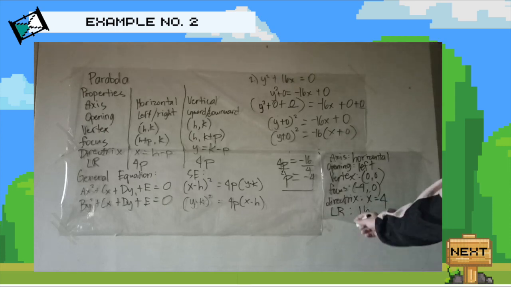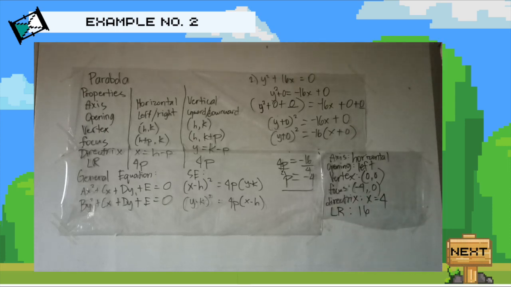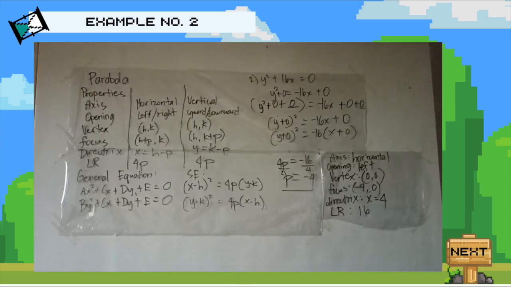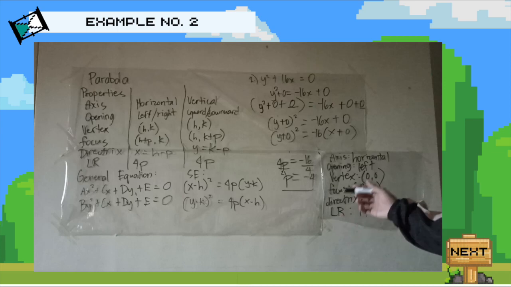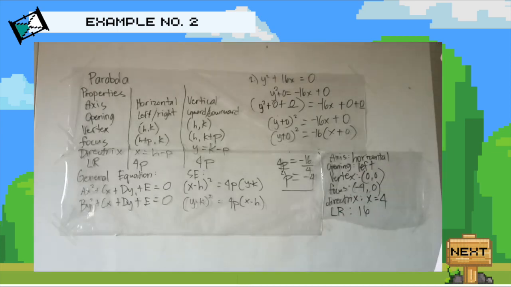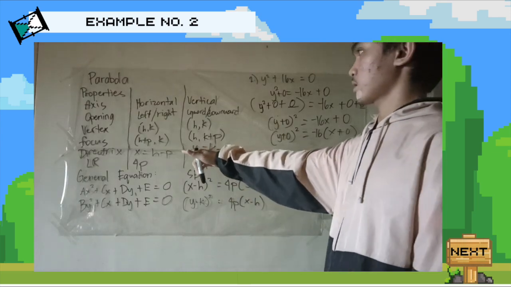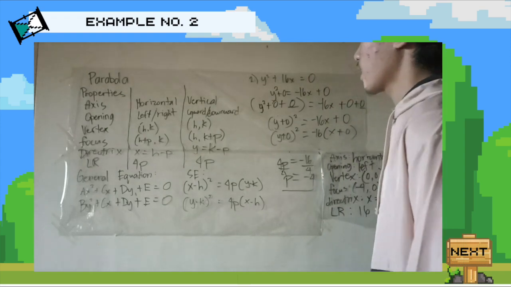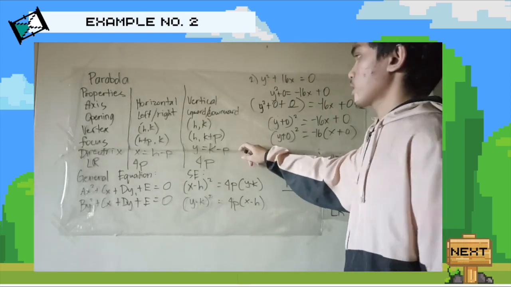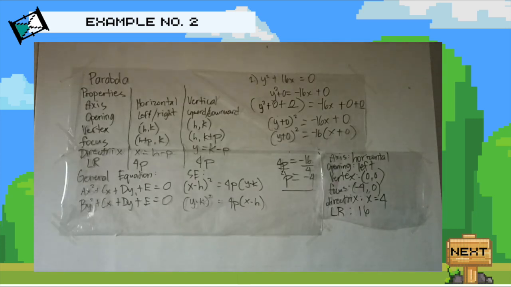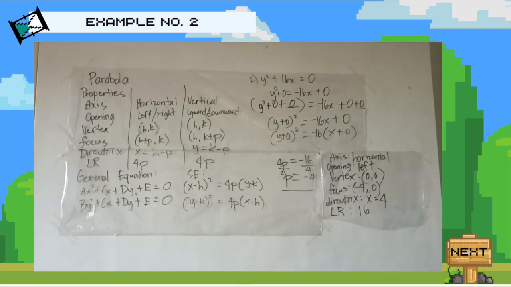Okay. Directrix is in x because the directrix of this parabola passes through the x-axis. Okay. So if the directrix is x, therefore it is horizontal, and if it is in y, therefore it is vertical. So that is how we get the properties of a parabola given its general equation.